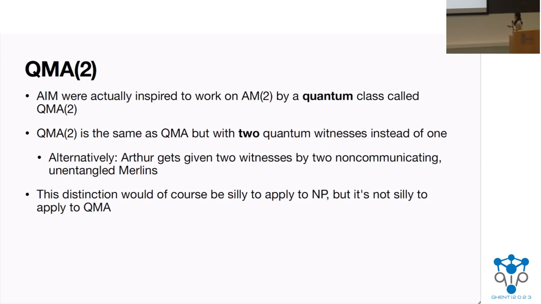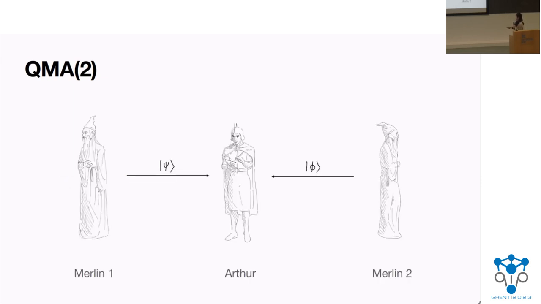Alternatively, you can consider this as Arthur gets given 2 witnesses by 2 non-communicating and unentangled Merlins. So of course this would be silly if you were to apply this to NP, right? What does it mean to have 2 classical witnesses? You could just join them together and you have 1 classical witness. But it's not necessarily silly to apply to QMA. The reason is that you can guarantee in this setting that the 2 witnesses you get are unentangled. Now, if unentanglement were a property that Arthur could check for himself efficiently, then QMA2 would be obviously equal to QMA, but we don't know how to check that property. So you can't simulate a QMA2 proof in QMA necessarily.